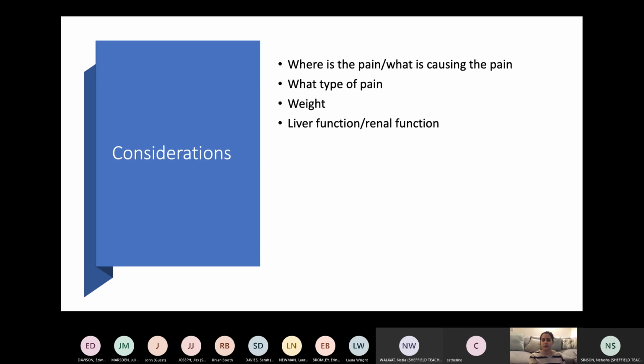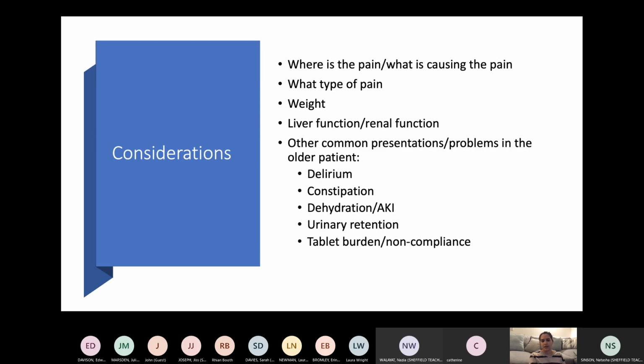You have to think about the liver function, the renal function, because often even someone who's quite a well-functioning older person may have a degree of renal impairment. And then other common presentations to think about are whether they've got delirium and how that might be exacerbated by what you're about to prescribe, or whether they're at risk of delirium. Constipation is such a big thing within the older population, especially in hospital, and how are we going to help from that side of things and potentially hinder.